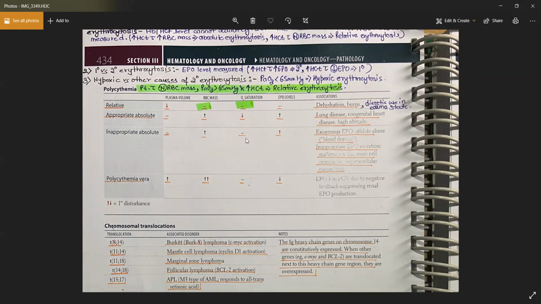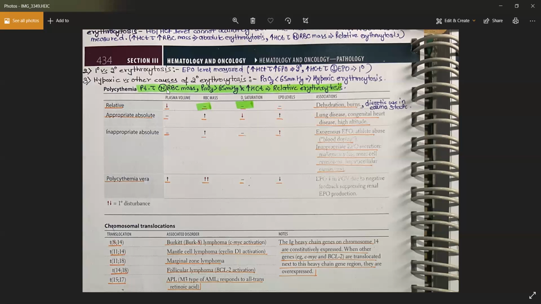So how can I identify whether the patient is having an absolute type or a relative type? EPO levels and oxygen saturation. Okay, oxygen saturation is one thing, good. EPO level could be used. And the most important thing is the RBC mass I have to look for.